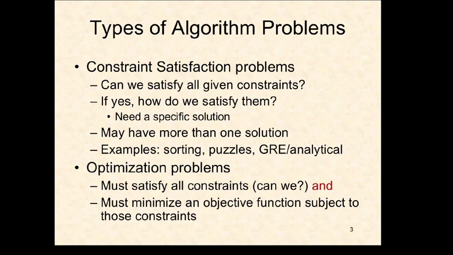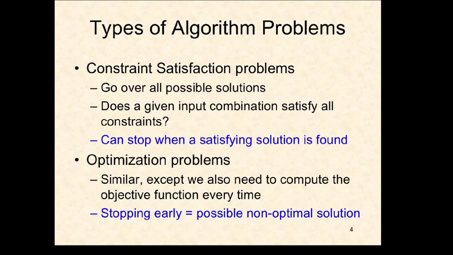So we talked about this yesterday with what is a constraint satisfaction, what is an optimization problem, and we can, in a constraint satisfaction problem, we can stop when a satisfying solution is found if we only wanted one solution. Now, if we wanted all possible solutions, we would have to keep going. But if we're happy with one solution, we could stop as soon as we find one. Or if we want more, we can keep going.